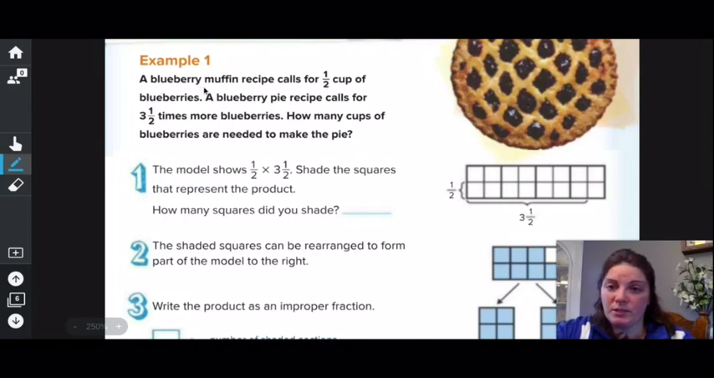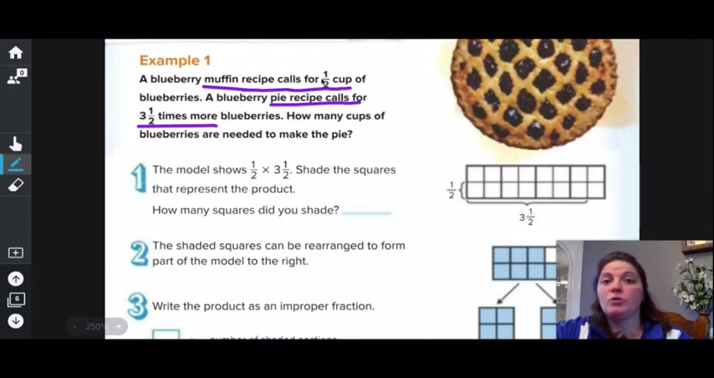One recipe, the muffin recipe, needs 1/2 cup of blueberries. So picture 1/2 cup. Now the pie recipe calls for 3.5 times more than that. So it's not calling for 3.5 cups, it's calling for 3.5 times the other amount. So we're taking this half cup and we're multiplying it 3.5 times. So we're taking 3.5 times a half.